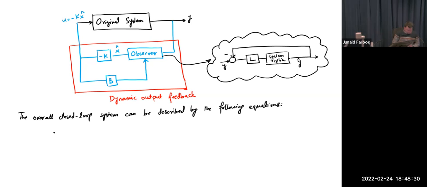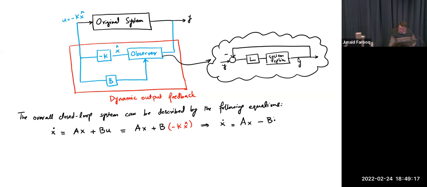But now let's say our x dot is Ax minus BK x hat. If you want to be more precise, x dot is Ax plus Bu, but you are saying u is minus K x hat, so you will have Ax plus B times minus K x hat. So your equation eventually becomes x dot equals Ax minus BK x hat.